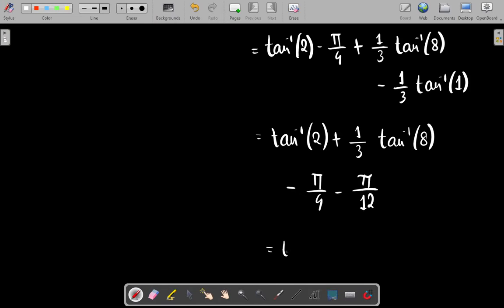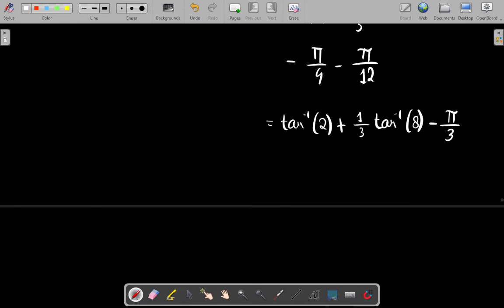So the final answer becomes tan inverse of 2 plus 1 by 3 times tan inverse 8, and minus pi by 4 can be written as minus 3 pi by 12. So this becomes minus 4 pi by 12, which is minus pi by 3. I believe this is the required answer.